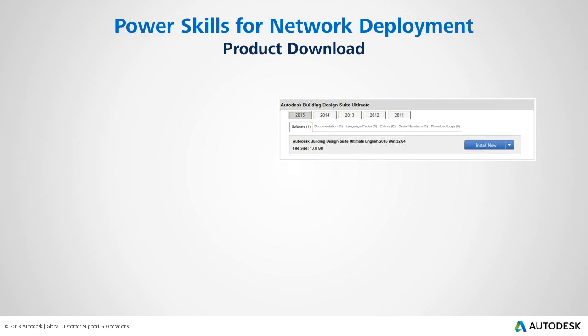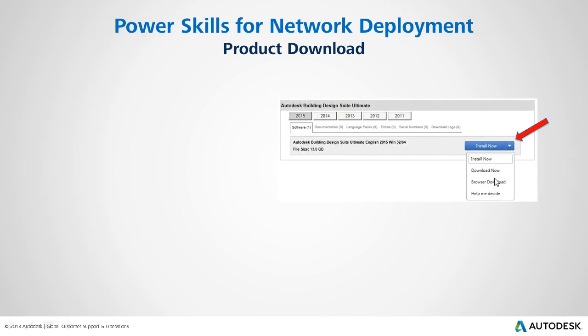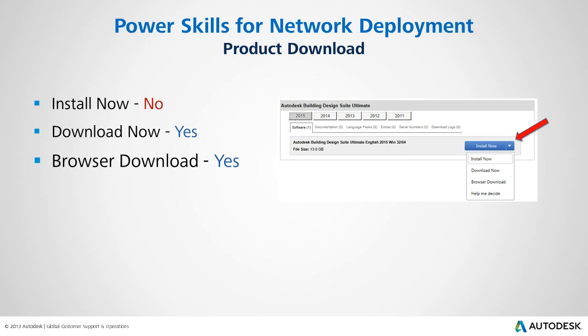Now the default setting is install now, but if you click the triangle over there, you will see other hidden options for how you can obtain the installation content on your system. So basically these are install now, download now, browser download, and download via virtual agent. That's a different approach to getting the Autodesk software, which basically shares the same technology as the browser download method.